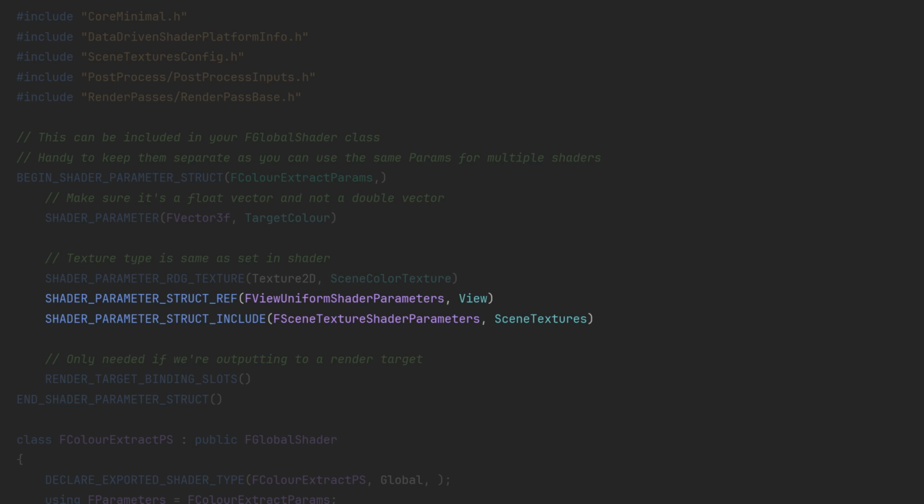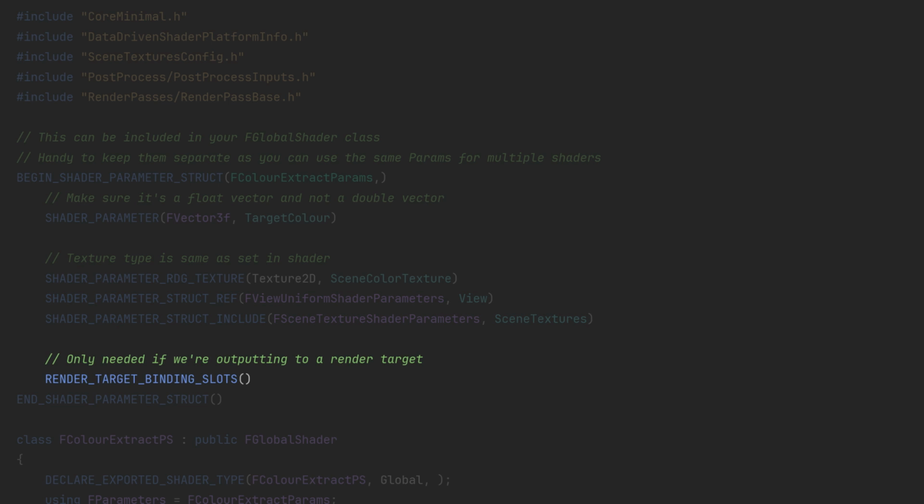And then we've got two structs, and these are the structs that you can't see in the tutorial shader as they're included in one of the included shader files. And all these files get set as we're about to add the pass to the render graph. And because we are rendering to a render target, we need to make sure that we have the render target binding slots macro added, otherwise it'll complain.